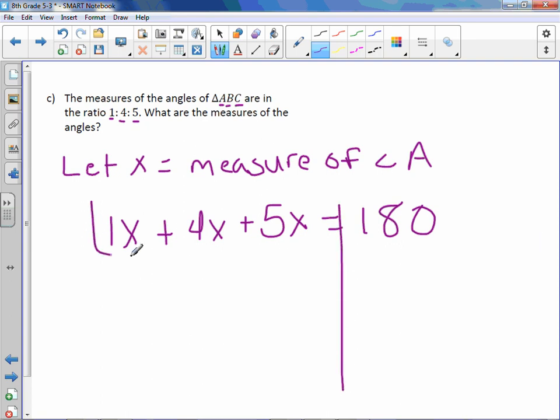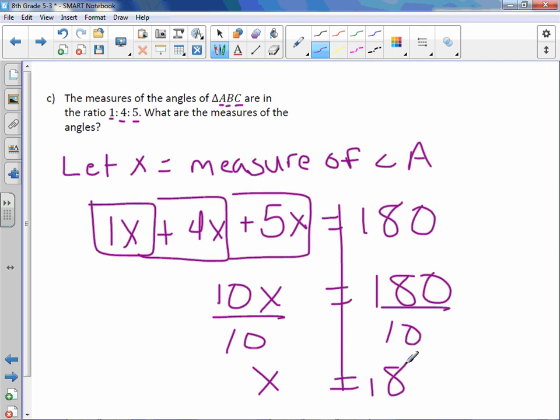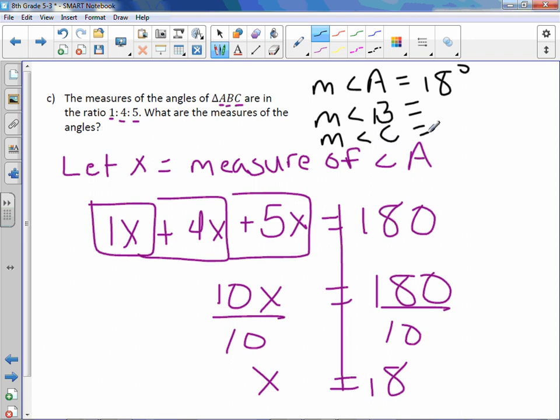Combine like terms. 1x plus 4x plus 5x is 10x. So 10x equals 180. Divide by 10. X equals 18. Now, this is only the measure of angle A. So measure of angle A equals 18 degrees. We need to find the measure of angle B, and we need to find the measure of angle C.